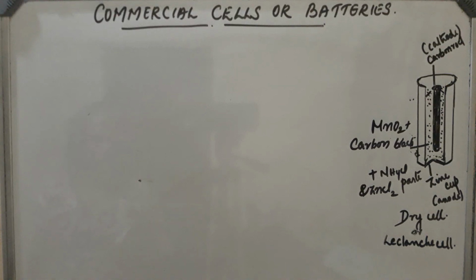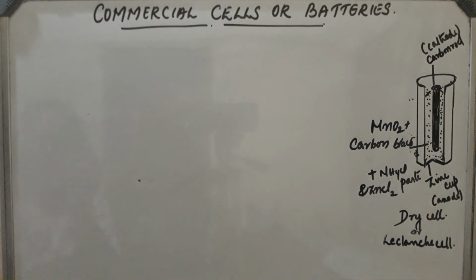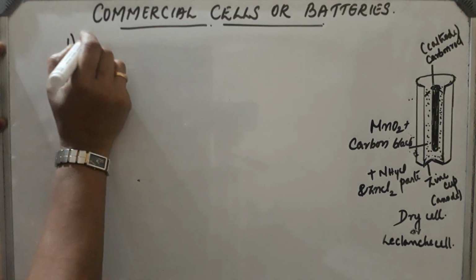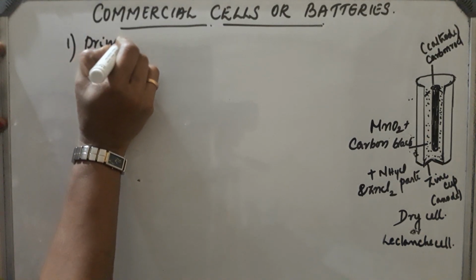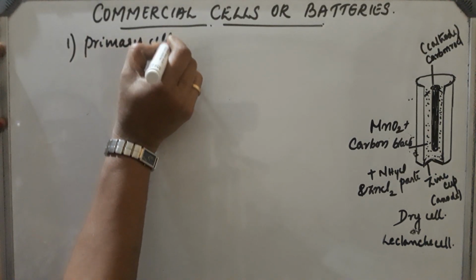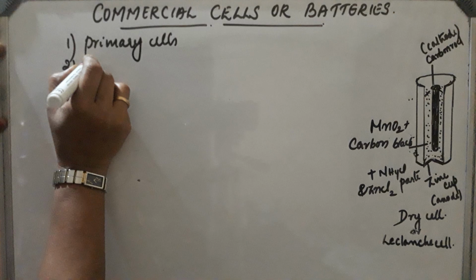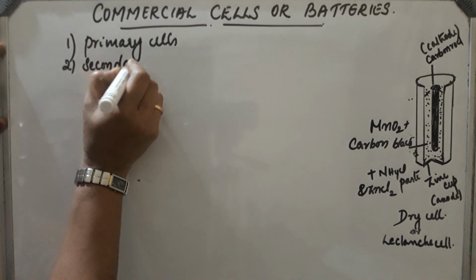So it must be lightweight, in order to carry from one place to another. It must be light, compact, and its voltage should not vary during use. There are two types of batteries: primary cells and second one is secondary cells.